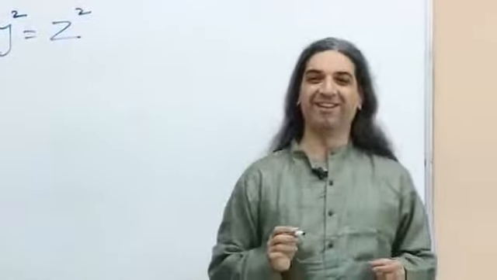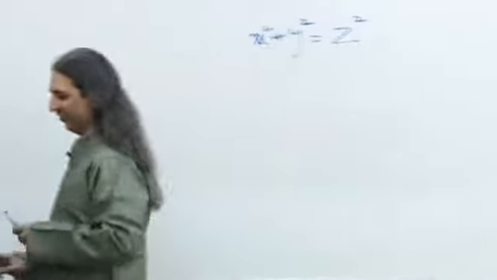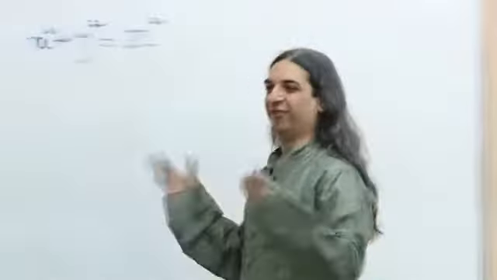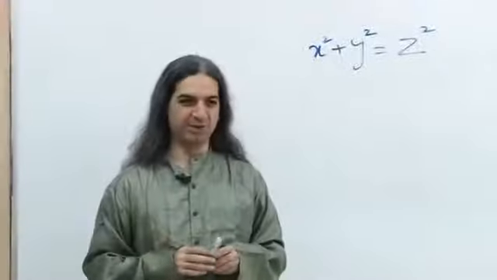Huh? 3, 4, 5. Okay, you also get a chocolate. 3, 4, 5. Yeah, 30, 40, 50 would be, or even 6, 8, 10. You just multiply and, okay. So 3, 4, 5, 6, 8, 10, 5, 12, 13, whatever. So many solutions are there.